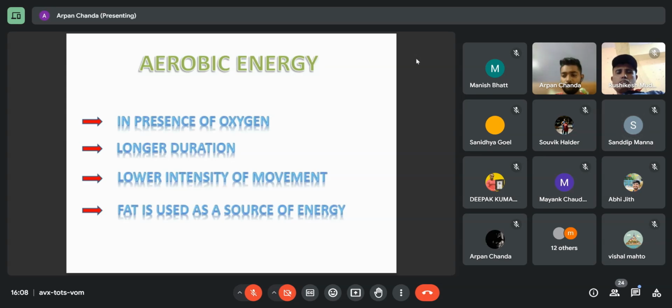Okay. So for this aerobic energy, the longer duration means it should be a minimum of 1 minute, and above 2 minutes, however much time it might take. That is the duration of the movement in this one. Now intensity should be lower. We can't go at high intensity for more than 2 minutes, and in that case, the other energy system will be used. And the fat is used as the source of energy.